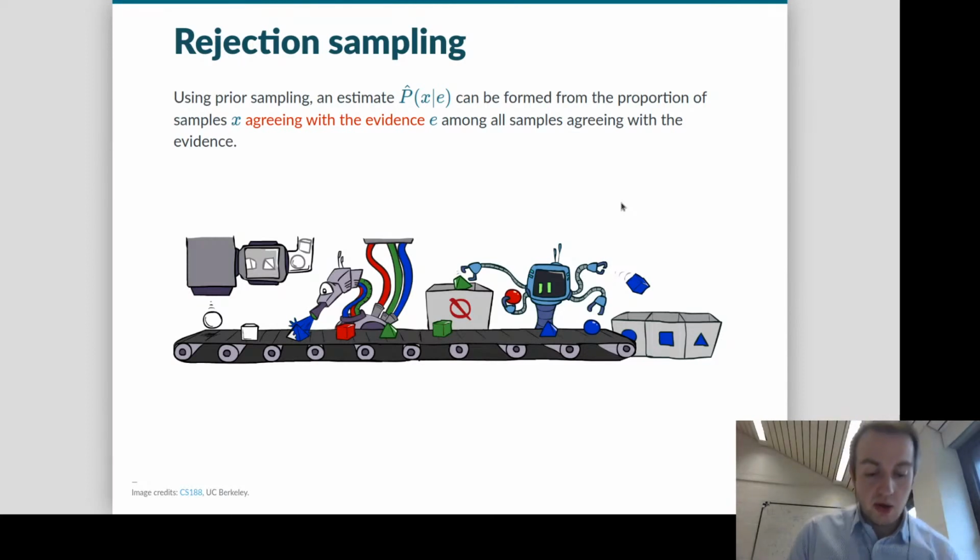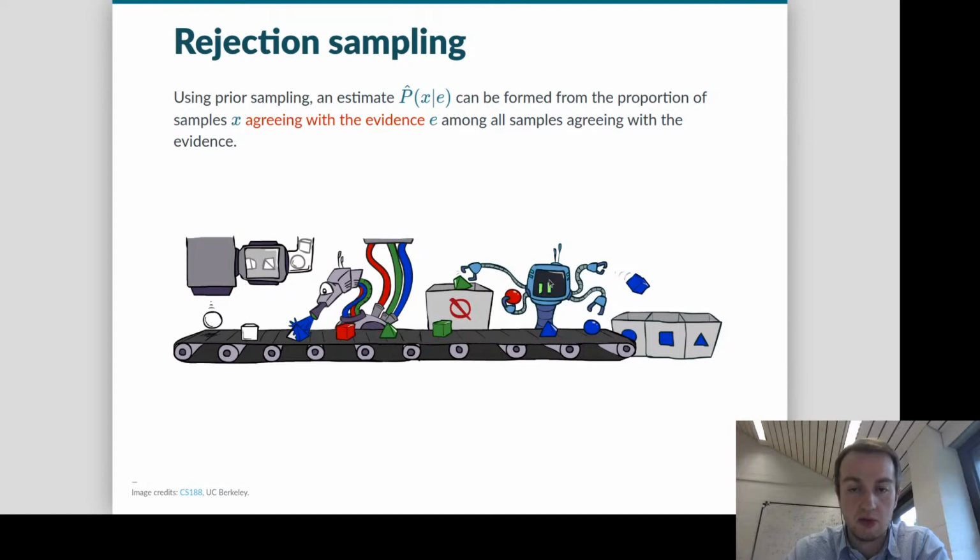So this is fine as long as we do not have any evidence. But now let's assume that we want to build some estimate p hat of x given some evidence e. What we could do is simply reuse the same procedure, but throw out all the samples which do not agree with the evidence. Again, we would draw from the Bayesian network by following its topology. Let's say first we draw a shape, and then we draw a color given this shape. Now, let's say we want to condition on the color blue. That means we just discard all the samples which are not blue.